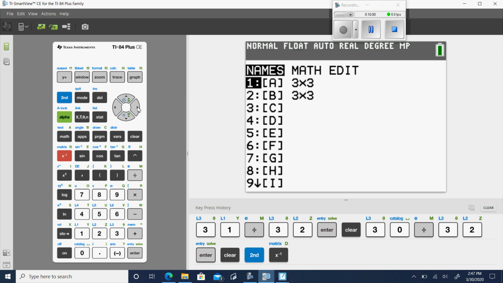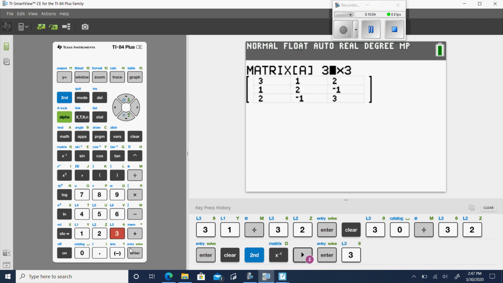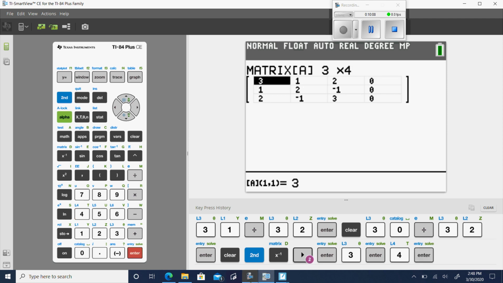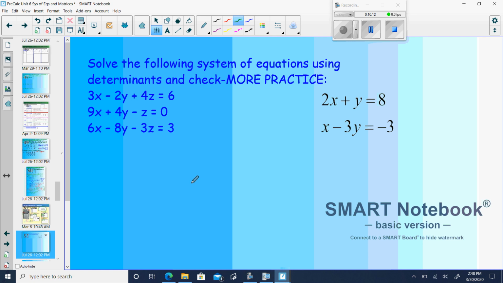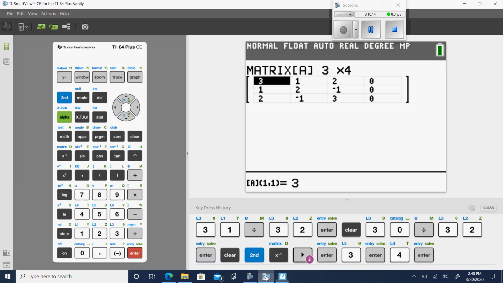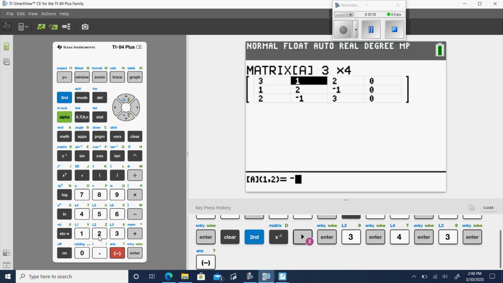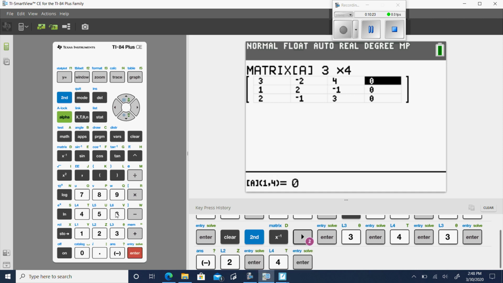So second x inverse. So we're going to come over, we're going to edit A. First thing I want is a 3 by 4. This time a 3 by 4. Let's see here. So now it's 3, -2, 4, 6. So 3, enter, -2, enter, 4, enter, 6, enter.